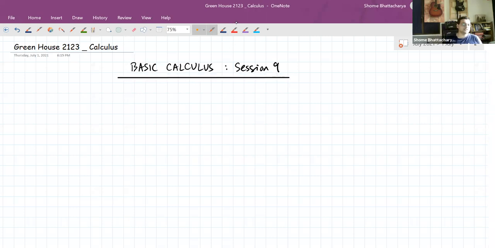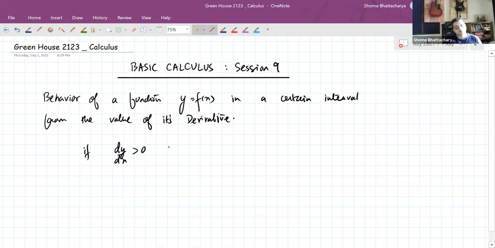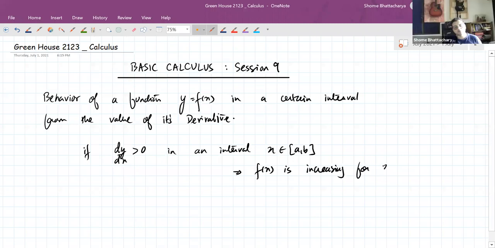Okay, so what we had seen last time was the increasing and decreasing nature of functions at various intervals on the basis of the derivative of the function. So we had seen how to understand the behavior of a function in a certain interval from the value of its derivative. What we saw is that if the derivative of the function is positive in an interval, let's say a to b, that means the function f(x) is increasing for that particular interval.